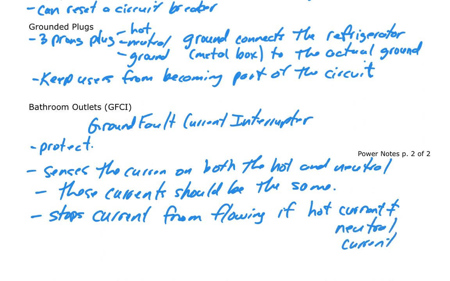So that's why we keep those a lot of times in a bathroom, because if something, say your hair dryer, falls into the sink, all of a sudden you're going to get a lot of current going from the hot wire into the sink and then down to the ground through the plumbing, which we don't want. We want that current staying in the closed loop that it is designed to stay in.